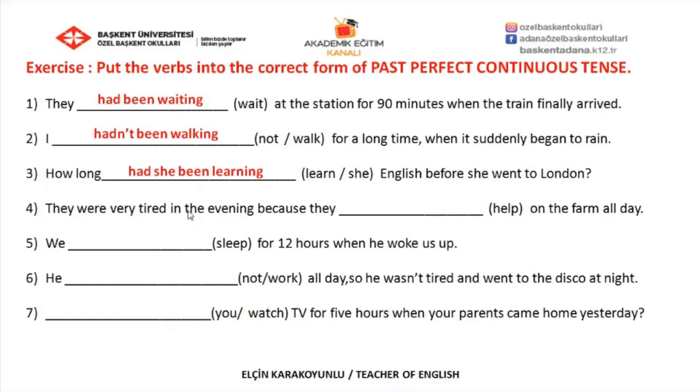And four, again, it's a kind of positive sentence. They were very tired in the evening because they had been helping on the farm all day. And five, it's a kind of positive sentence again. We had been sleeping for 12 hours when he woke us up. And question six, as you see, there is not here, so it must be a negative sentence. He hadn't been working all day, so he wasn't tired and went to the disco at night.